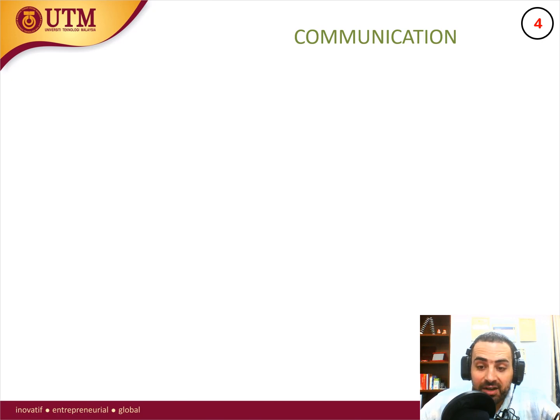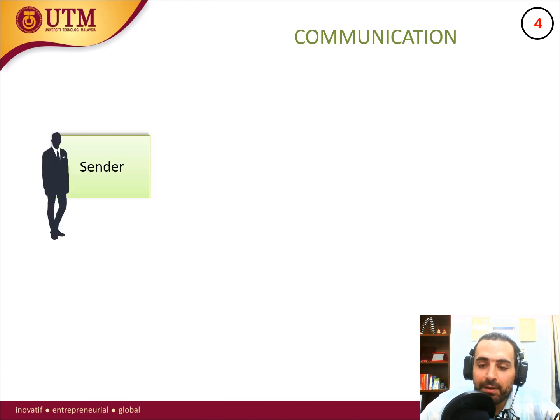So the process of communication is not a simple process. It consists of some very important elements that need to be there in order to make the process of communication occur. So the first element that we need to be aware of is the source of information, the sender.